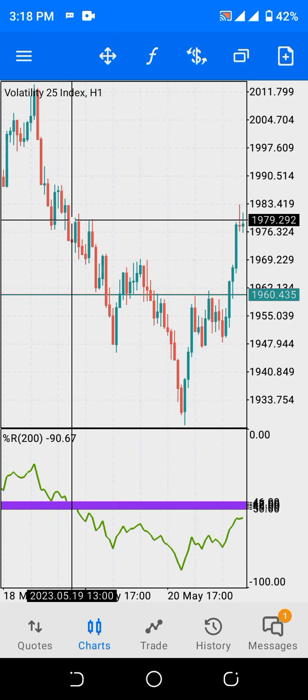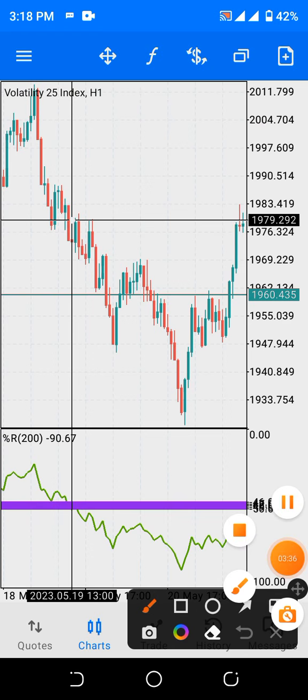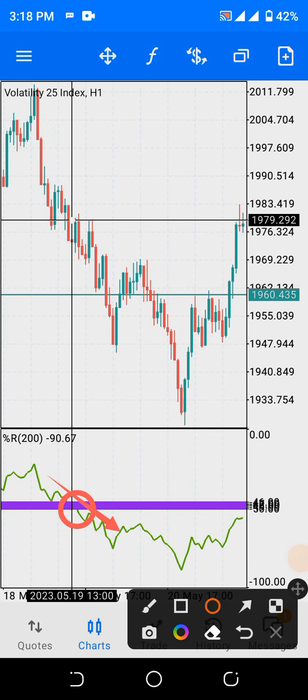Do you understand? This is a confirmed sell signal. The green line crosses the purple line from up downward, so this is a clear sell signal. This is the point where the crossing occurs, and this is the candlestick where the crossing occurs. Do you understand? So that is why you make your sell entry.